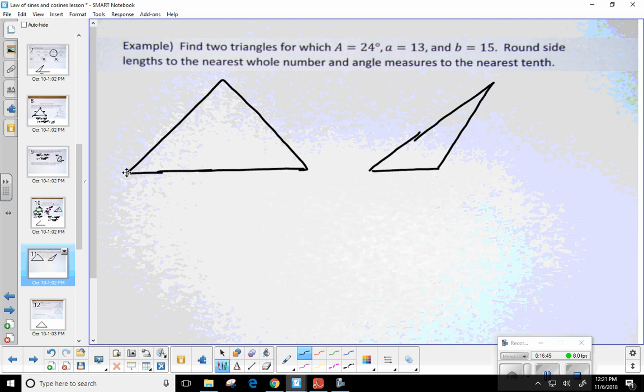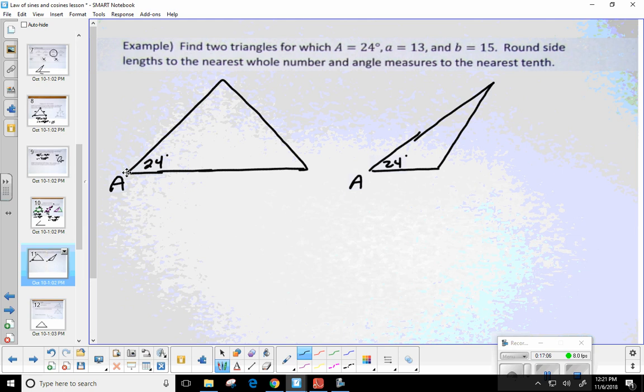Okay. Now would this triangle be inside of this triangle? Yes. Okay. Now it's given me a measure of 24 degrees. Where do I always put my angle measure? Always bottom left. So this is going to be angle A, 24 degrees. So this is also A, 24 degrees.